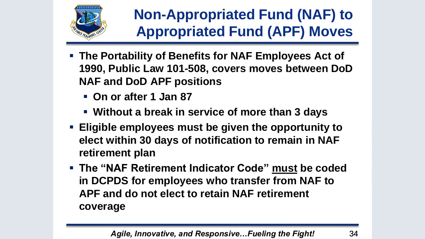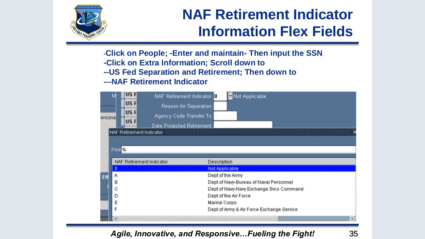The next slide shows where in DCPDS to find the NAF retirement indicator. You click on People, Enter and Maintain, then input the Social Security number, click on Extra Information, scroll down to U.S. Fed, Separation and Retirement, and then down to the NAF retirement indicator. Employees transferring from NAF to the appropriated funds who choose not to retain their NAF retirement coverage must be coded correctly with a 0.